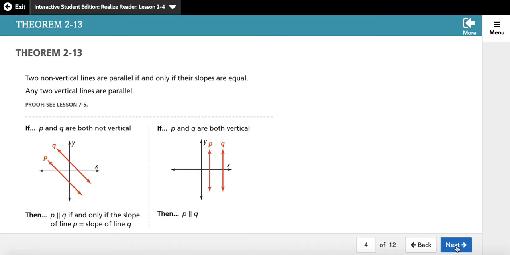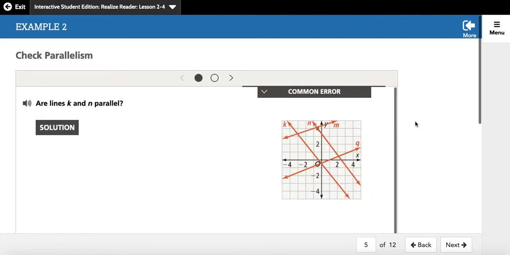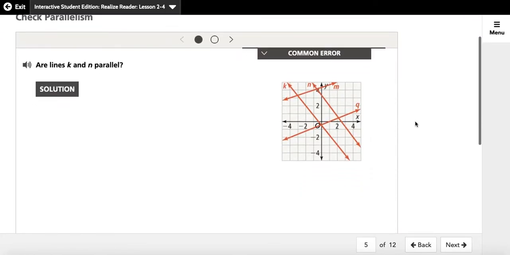Moving on. Check parallelism. Are lines K and N parallel? K is this one here, and line N is this one here. Are they parallel? Yeah, they look parallel, but especially because it's on graph paper, we should actually find out the slopes of those.